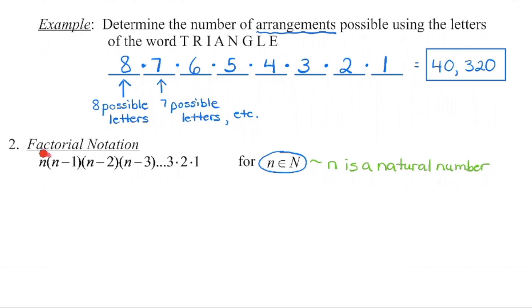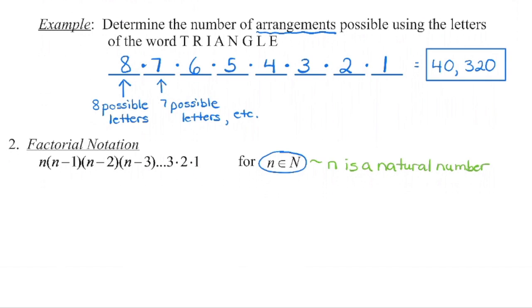N has to be a natural number. It makes no sense to order a negative number of objects or to put fractions or decimals, parts of objects, in order. So anytime we're arranging objects, we always have a positive whole number of objects. N is a natural number. We are multiplying by 1 less than n, 2 less than n. So each time we're going down 1, going down 1, going down 1, until we get to that 3, 2, 1, last object in the last position.